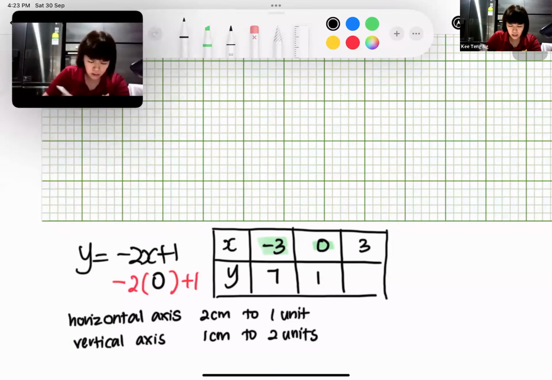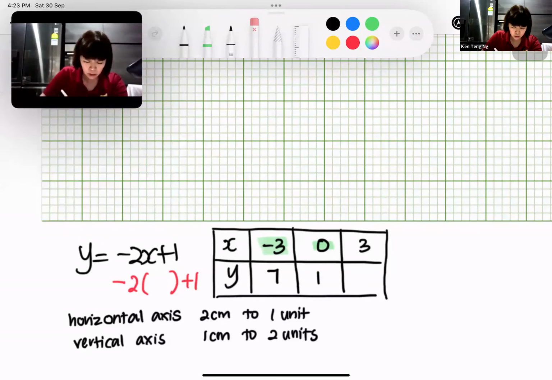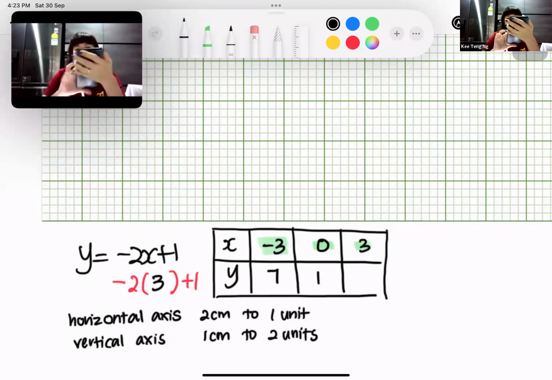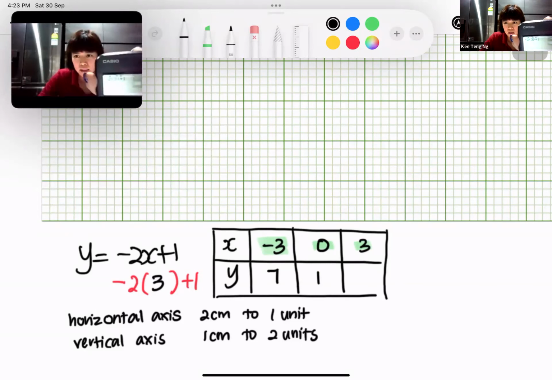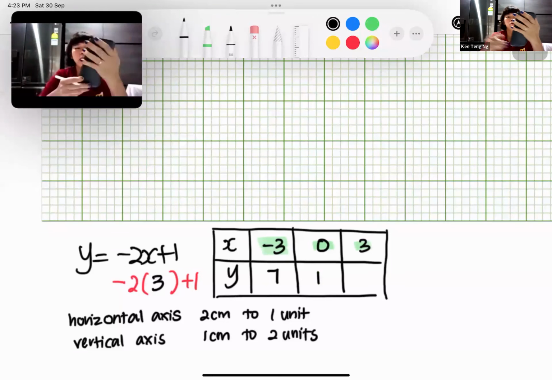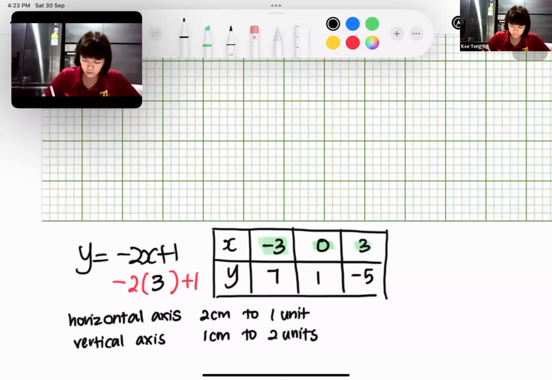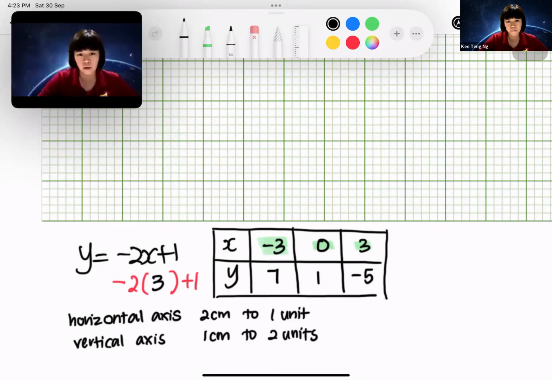Okay. And then last but not least, the last number, I'll change it to positive 3. So I'll go back to my calculator and change this bracket number into 3. Something like that. Then press equal to get the number negative 5. Are all of you okay with finding the values in the table? Okay, very good. Can I continue?